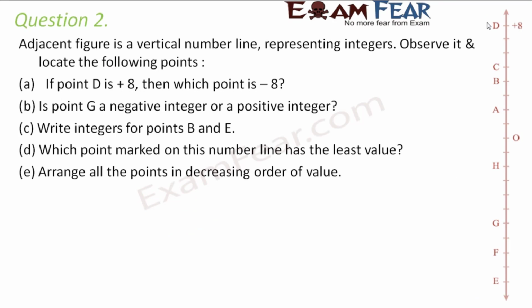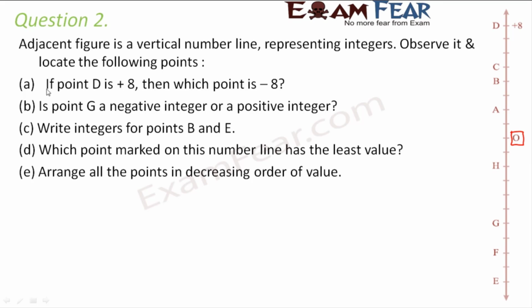Question number 2. The adjacent figure is a vertical number line representing integers. Observe it and locate the following points. Here you see a line which is just like the number line, but instead of a horizontal line, you have a vertical line. This is your origin, the center point, and then you have points both up and down. Just like in a number line we have positive integers on the right side and negative integers on the left side, here above we have positive and below we have negative.